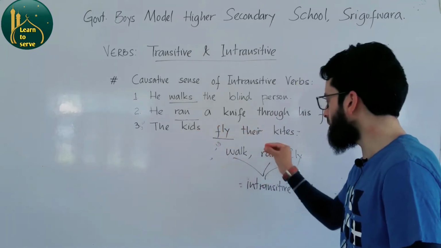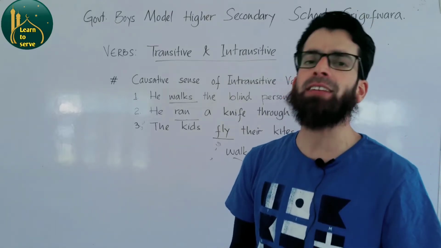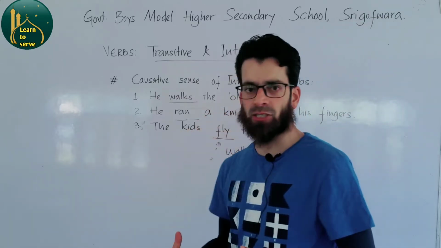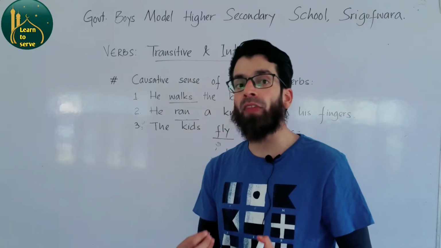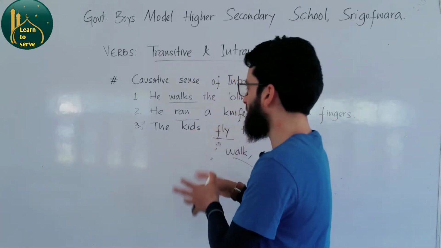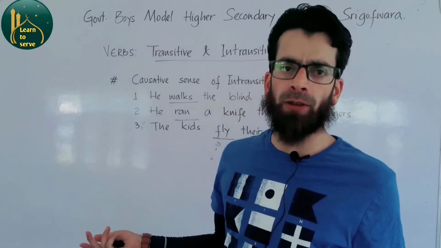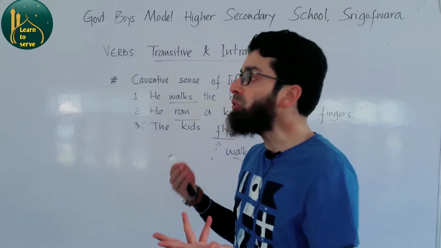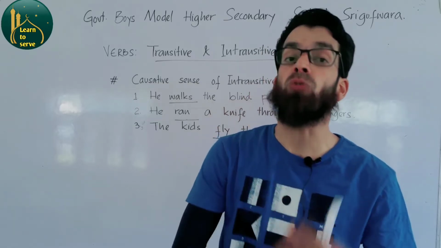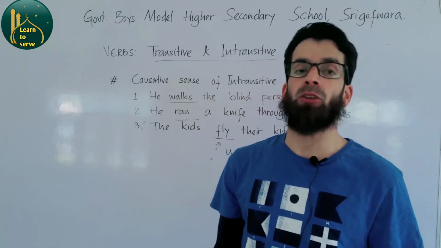तो जहाँ तक walk, ran और fly की बात है, ये intransitive verbs हैं. और कैसे intransitive verbs हैं? For example, these are those actions which die with the subject. Once these processes or these actions are stopped by the doer, they are finished. They do not pass over to the object, and the object does not receive the effect of that particular action.